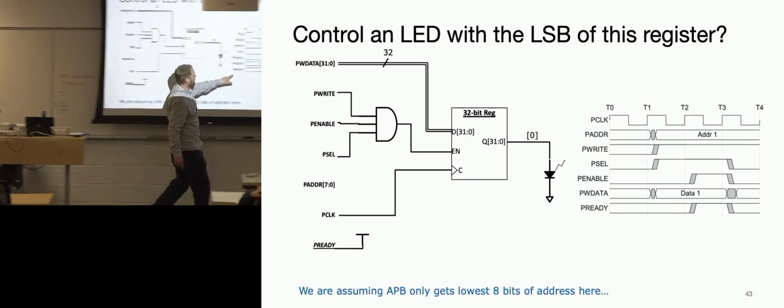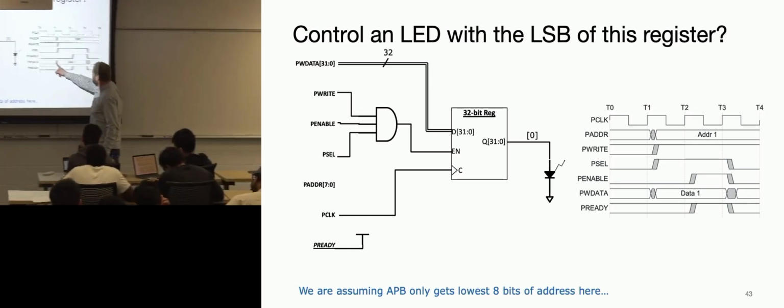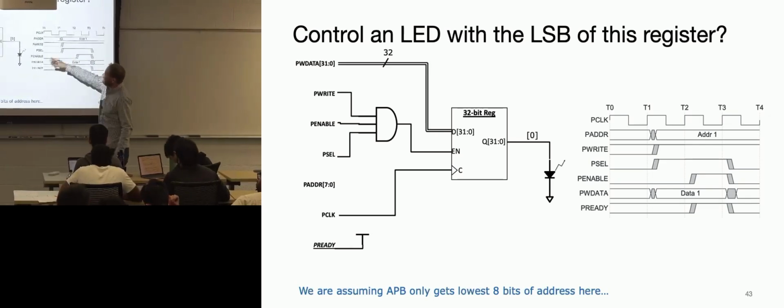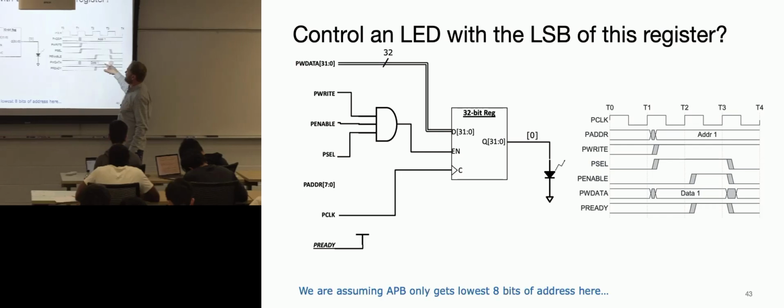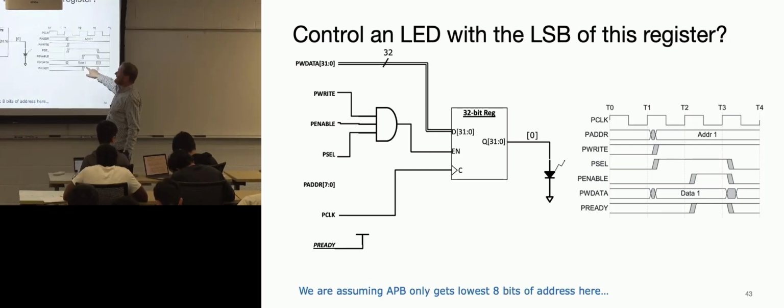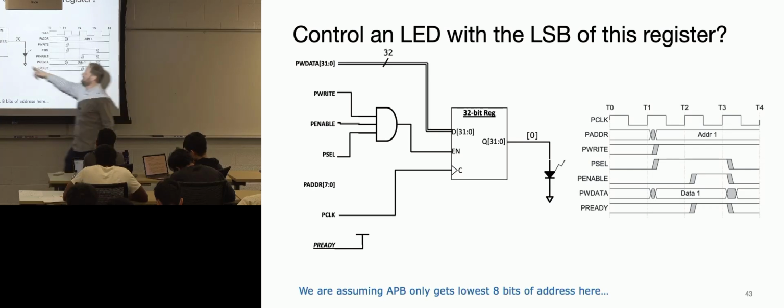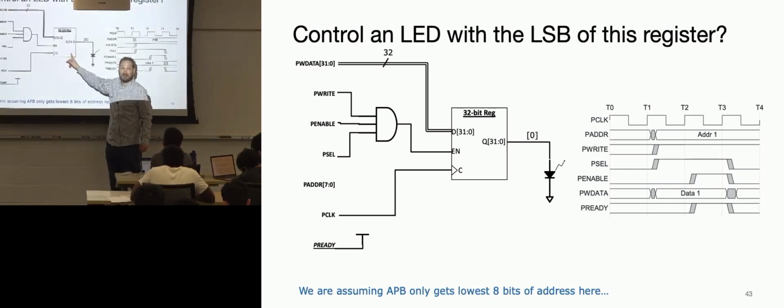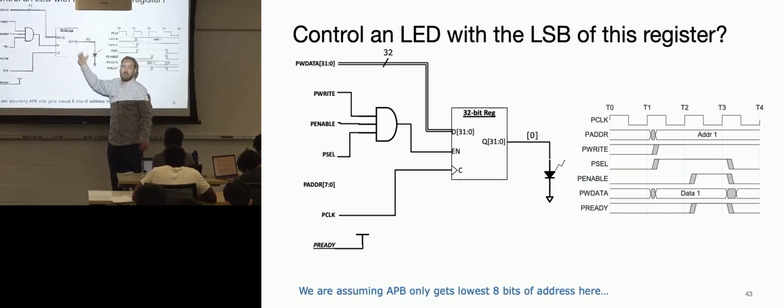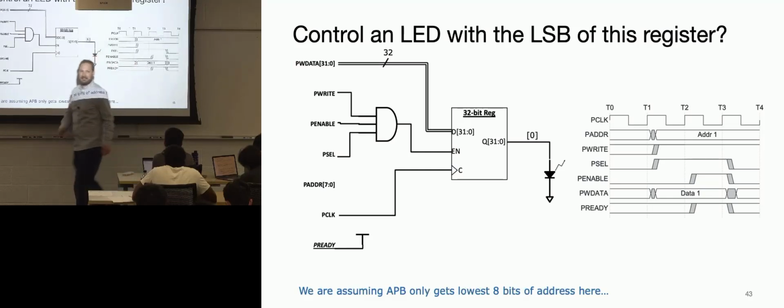If we look at our timing diagram, here we see data came in. It doesn't matter what the uppers were, but the lowest bit was something. And then P ready was high immediately. There was no reason for it to wait because this was clocked in immediately when it was available. The peripheral didn't need to do tasks before turning on the LED.